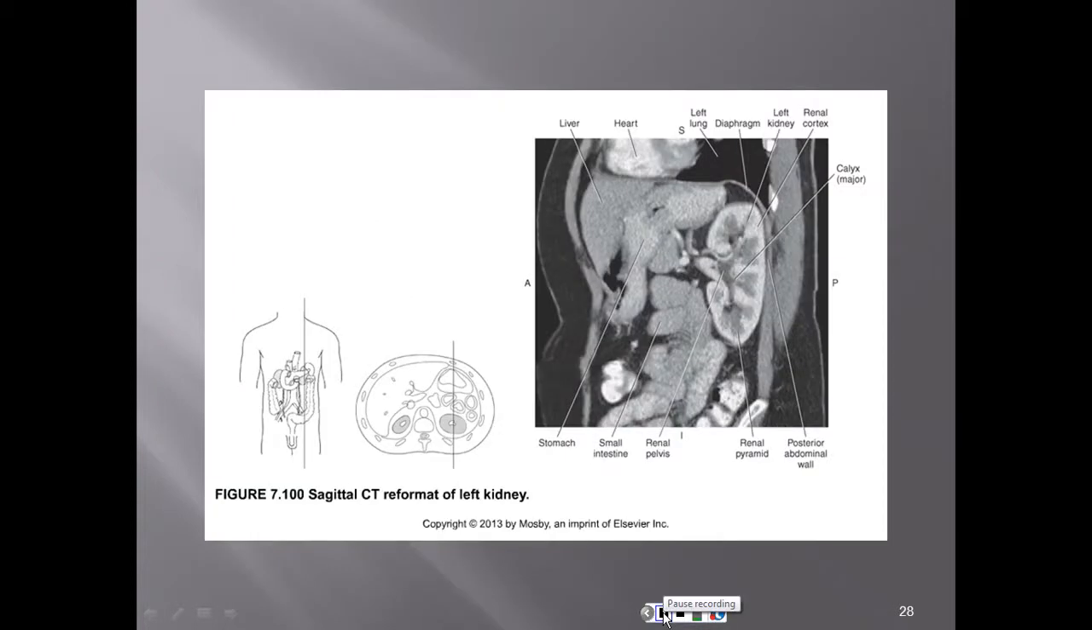This is a sagittal CT reformat of the left kidney. The left kidney is seen here. This is in the nephrographic phase. Why? Because the renal cortex is enhanced and not the medulla or the calyces. Just the renal cortex, the glomerulus of the nephrons, is what's being enhanced here. So we should be able to identify liver, the heart, small bowel, big bowel, iliac wing.